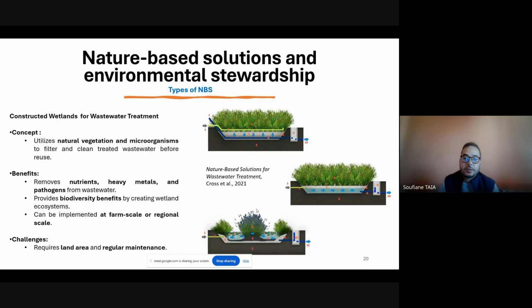So one of the great ways to treat wastewater naturally is by using constructed wetlands. This method relies on plants and microorganisms to filter and clean the water before it is reused. So it helps remove harmful substances like nutrients, heavy metals, and pathogens from wastewater, and it also supports biodiversity by creating a healthy wetland ecosystem. In addition, it is a versatile solution that can be used on farms or even at a larger regional scale. Constructed wetlands need space to be effective. This is one of the most important challenges, and they also require regular maintenance to keep them working properly.